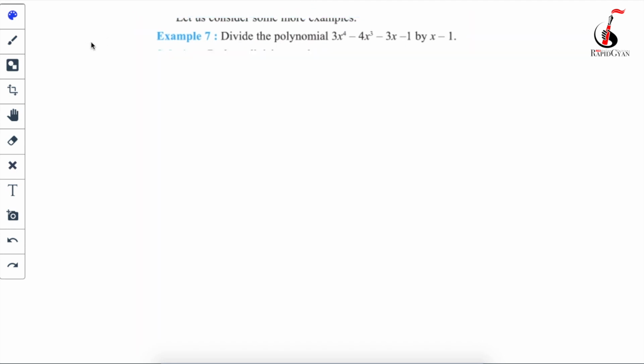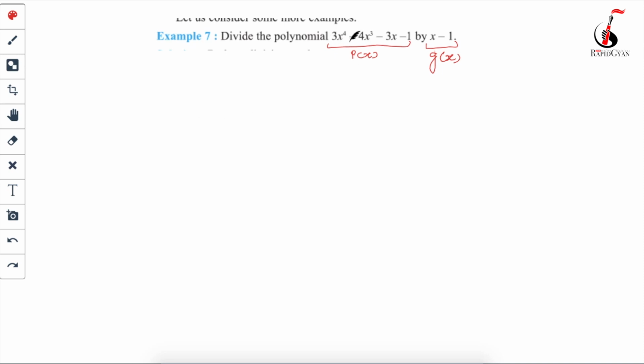What we'll have to do: divide 3x to the power 4 minus 4x cube minus 3x minus 1 by x minus 1. What are you seeing, guys? These are the two polynomials. This is your first polynomial, I will say this is your polynomial px, and x minus 1 is your polynomial gx. So what was the first step? First step is to write these polynomials in the standard form.